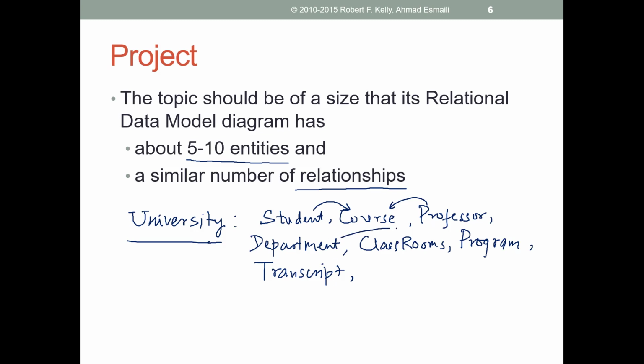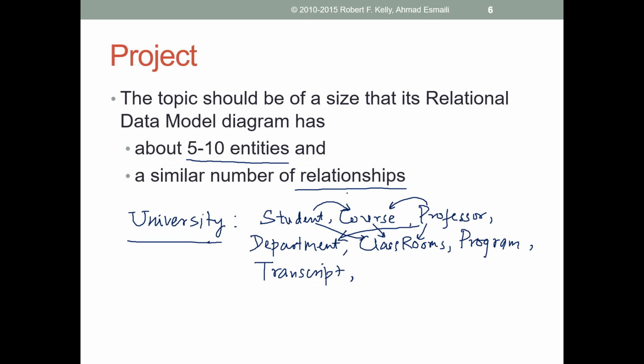Professor is related with the department. Professor is working in a department. Then the classroom should be associated with the professor. Professor teaches in a classroom, and then students can go to the classroom to attend the class, and in the classroom some courses are taught. So the relationship is also important.